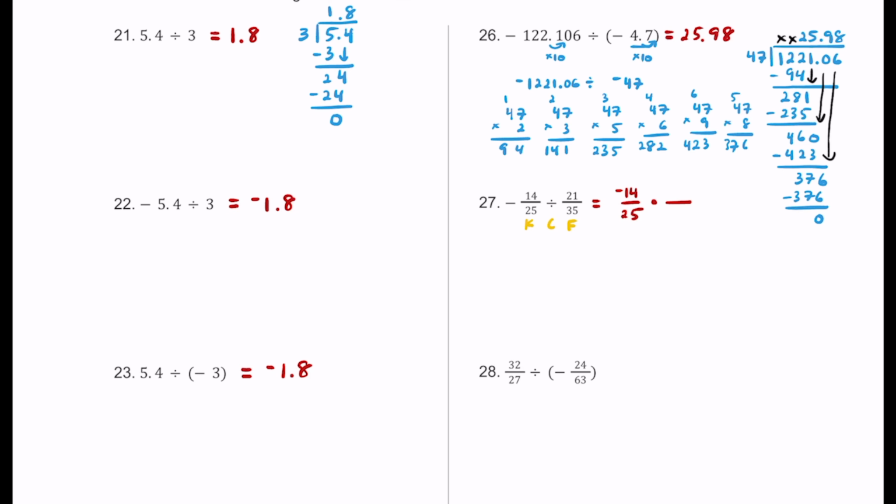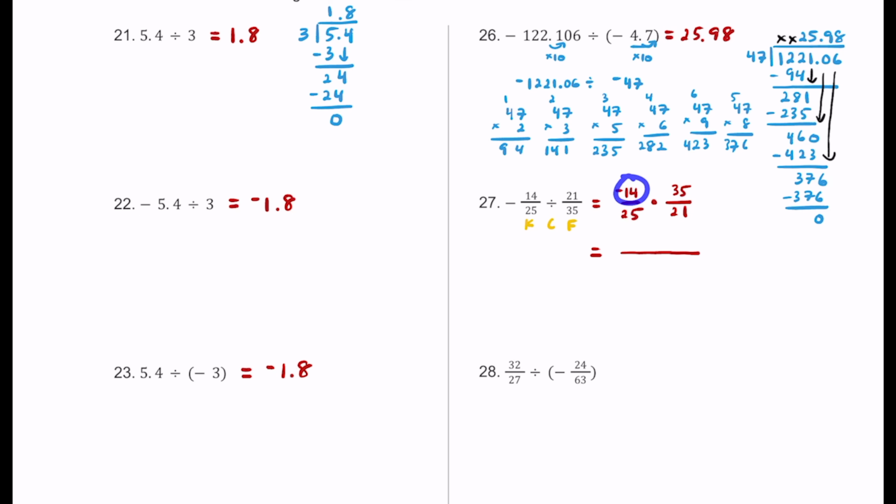Then we're gonna go ahead and flip the 21 and 35 and reciprocate it, so it's gonna be 35 over 21. Now, let's go ahead and just ignore the negative for a moment and just multiply the fractions like we normally do. Because we have a negative divided by a positive fraction, we know we're gonna get a negative answer. So let's just ignore this negative for now and then deal with it later, okay?